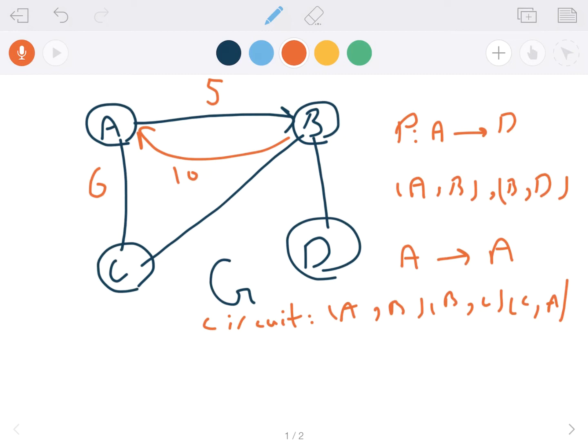So here we have the path that goes from A to B, B to C, and C to A, which is also a cycle. So these are some concepts regarding a graph.